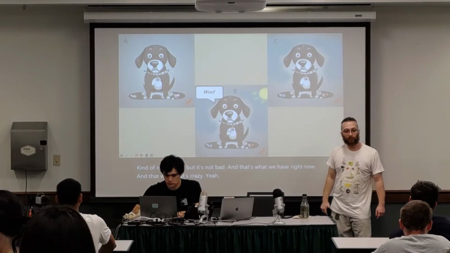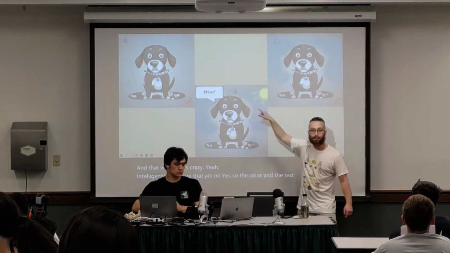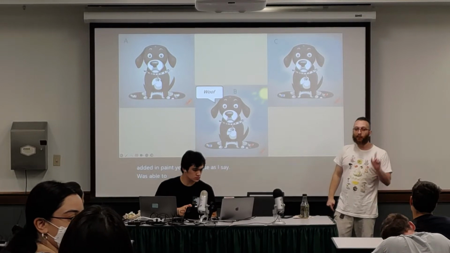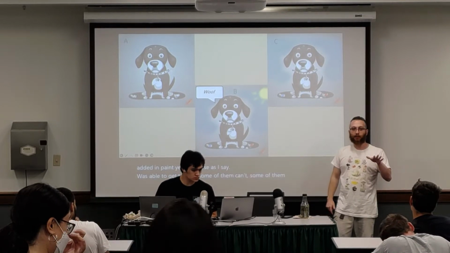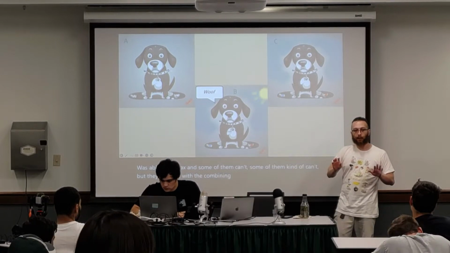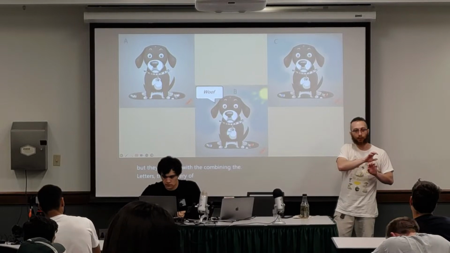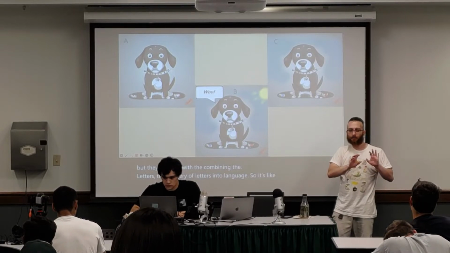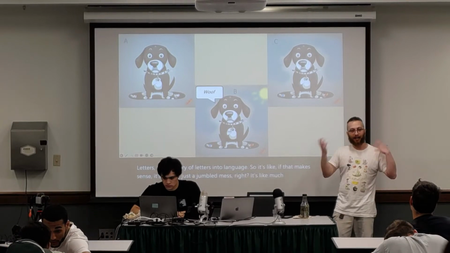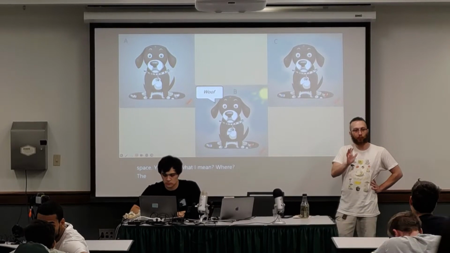It didn't generate the text, did it? You have to add that? Yes, so the color and the text, all that, I added in Paint. Some of them can generate text, some of them kind of can, but they struggle with combining the imagery of letters into language. It's usually just a jumbled mess. Right, much like a dream space, where the word won't look quite right.